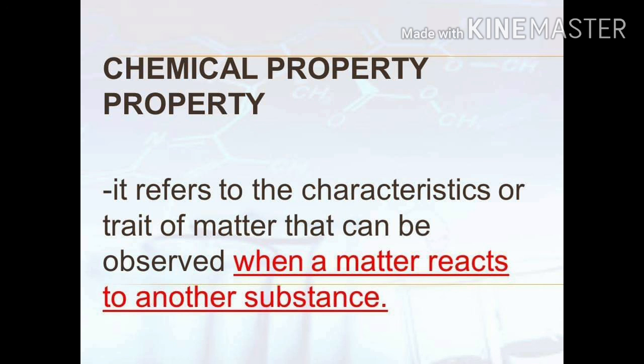Next, we are going to proceed to the chemical property of matter. This is the characteristic or trait that can be observed when the matter reacts to other substances. Combustibility, flammability, and oxidation like rusting are examples of chemical properties of matter.